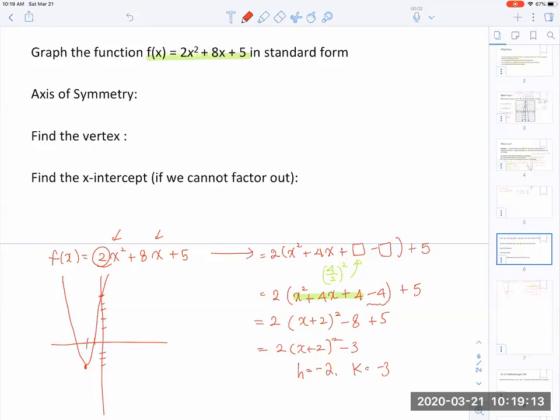So now you can find the vertex (-2, -3), and (0, 5) is the y-intercept. And you can think about the x-intercepts using the formula. But the idea is, without doing this, can we still find the vertex point? Yeah. So here you go.